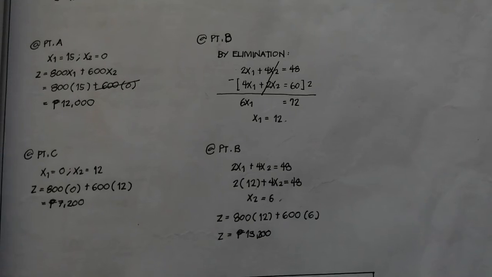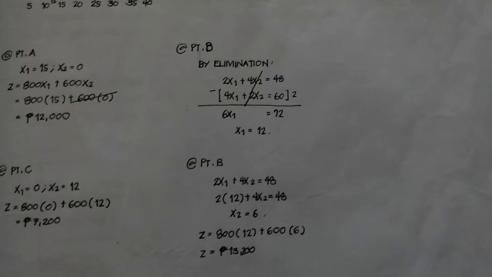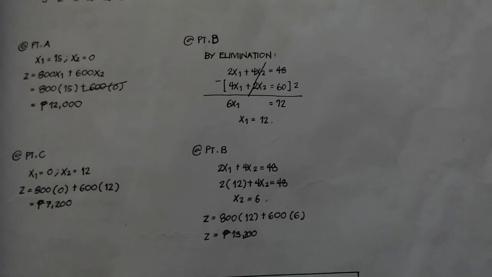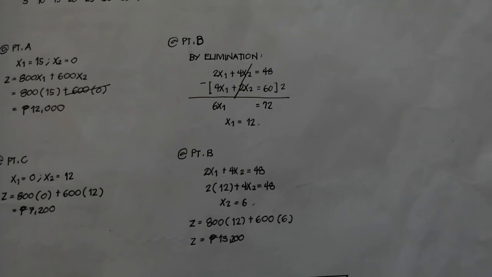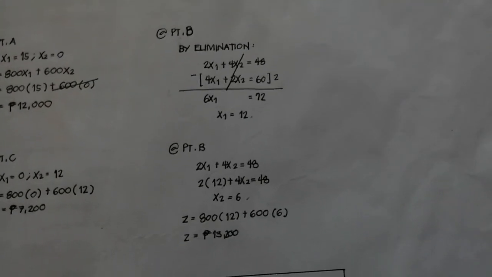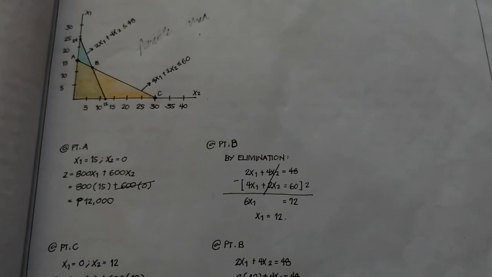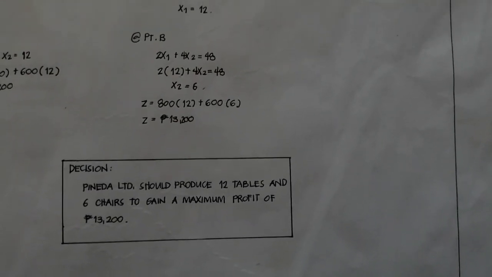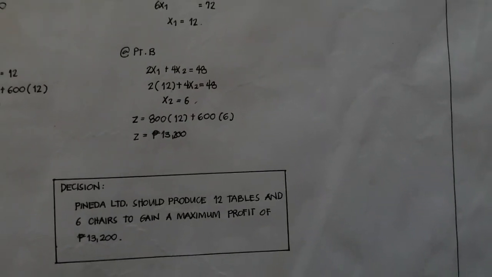So among the 3 points, we will choose the highest profit. So in this problem, the highest will be in point B. Why? Because in point A, it's only 12,000. In point C, it's only 7,200. Whereas in point B, the total profit is 13,200. So meaning, the optimum value of your x1 and x2 is 12 and 6. So the decision will be to produce 12 tables and 6 chairs to get the maximum profit of 13,200.